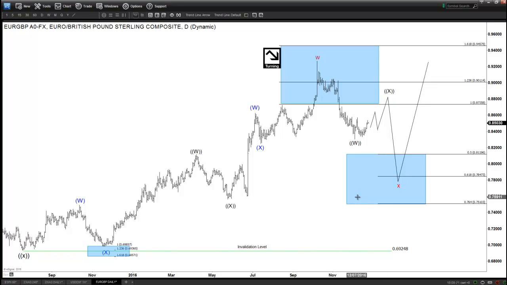Okay, so I hope that you enjoyed the video, and I hope that this helps you to understand the difference between Fibonacci retracement and extension and how we use it in EWF.